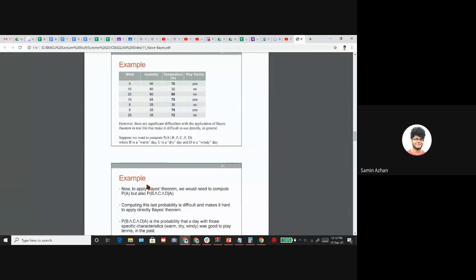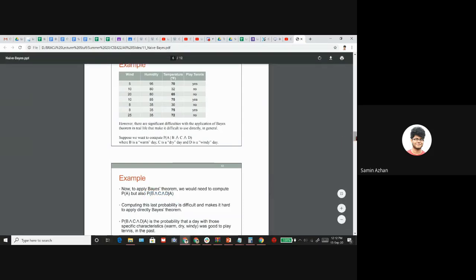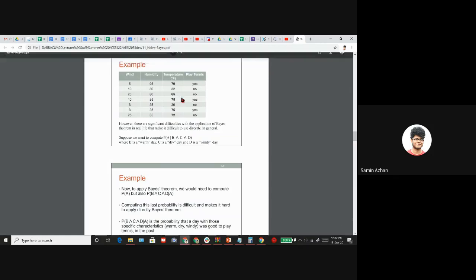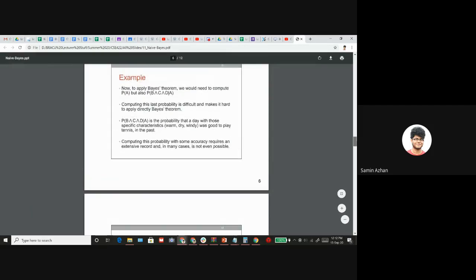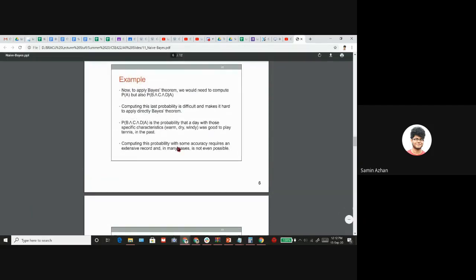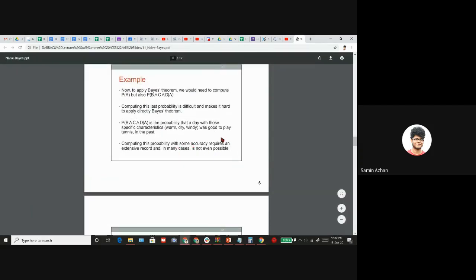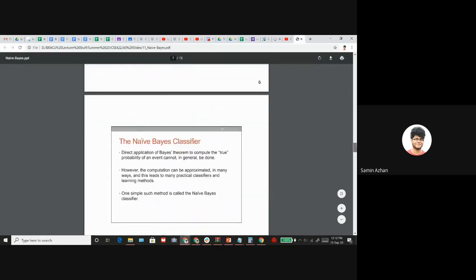To calculate this, we have to figure out the probability of A and also the probability of B and C and D given A. So if there are a lot of features or attributes, using the Bayes rule would make it almost impossible. It's not even that it's hard, it's just impossible to compute. So this is where the naive Bayes classifier comes in.